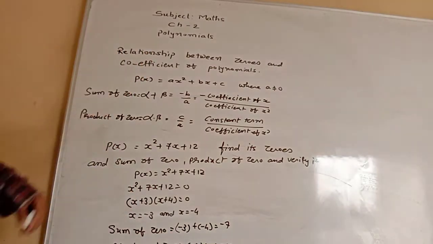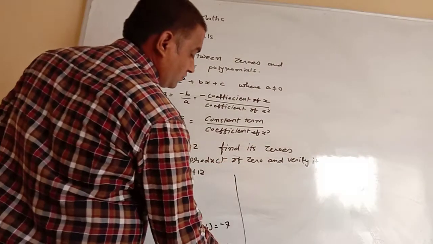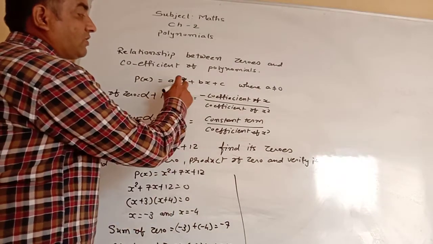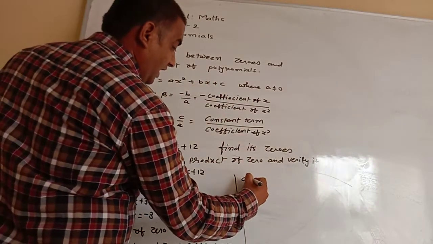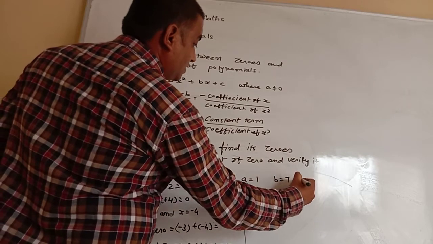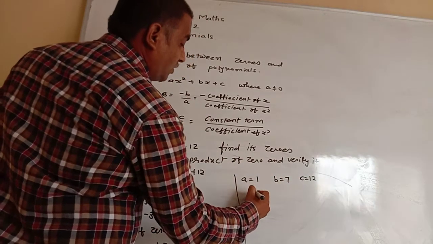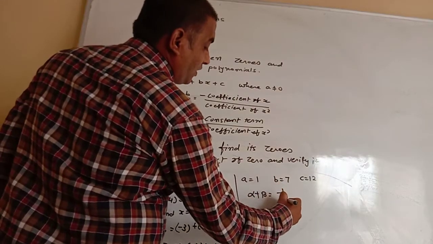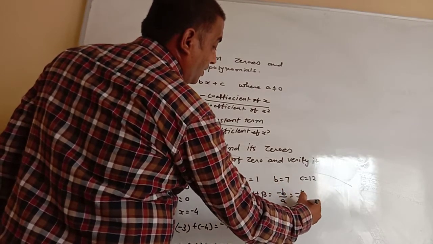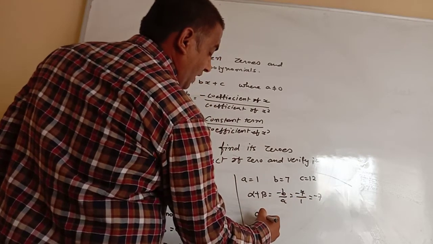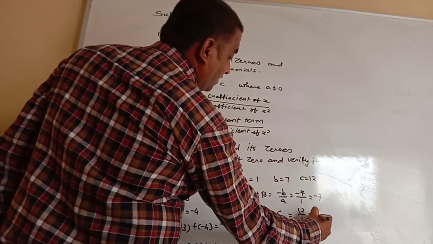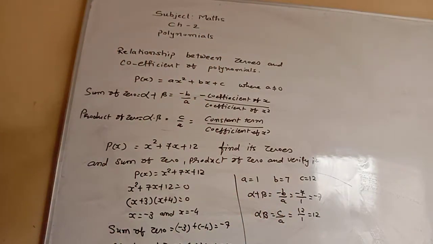Now by the formula we write the sum of zeros. For that we compare x square plus 7x plus 12 with ax square plus bx plus c, so a equals 1, b equals 7, c equals 12. Alpha plus beta, the sum of zeros, is minus b upon a, so minus 7 upon 1 means minus 7. Alpha beta is c upon a, so 12 upon 1 is 12. So we can say that both ways we are getting the same answer.